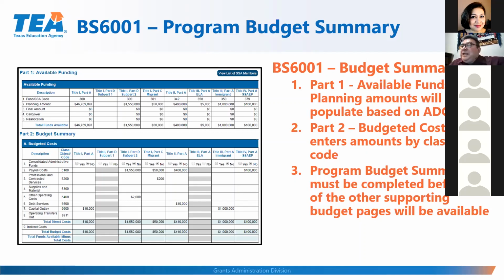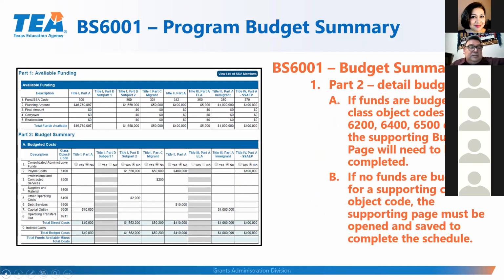So you do have to go ahead and put in on part 2 your details by class object code: 6100, payroll, contracted services, supplies and materials, other operating costs, debt services, capital outlay. And then at the very bottom on line 9 is where you would put in your indirect cost. If you didn't apply for funds, or you applied as a member of an SSA for a specific fund, those areas may be grayed out. It won't let you put in any dollar amounts.